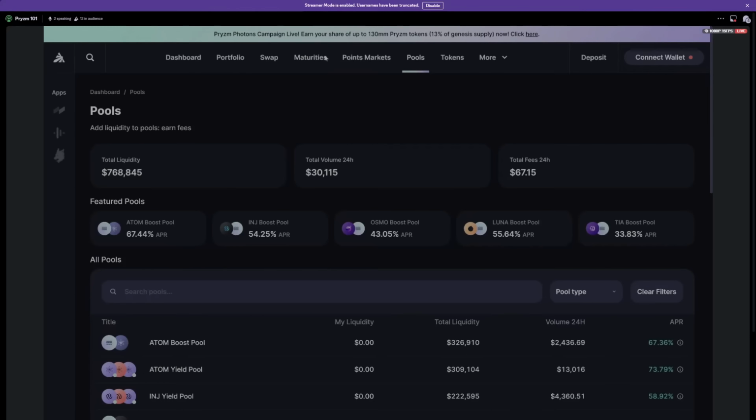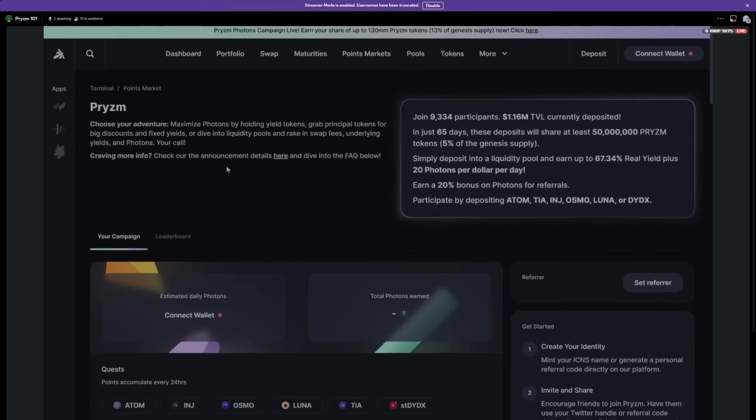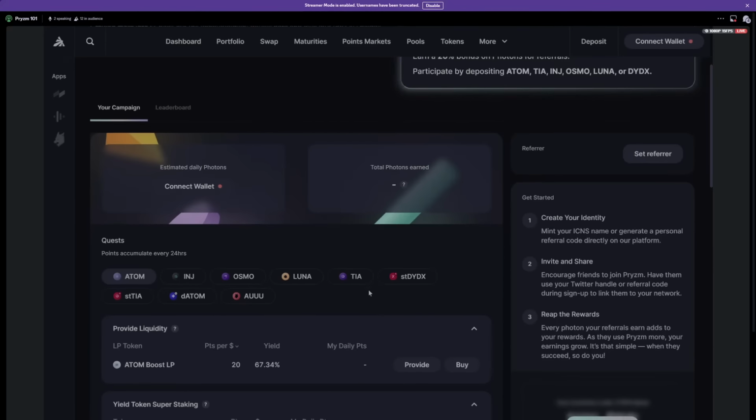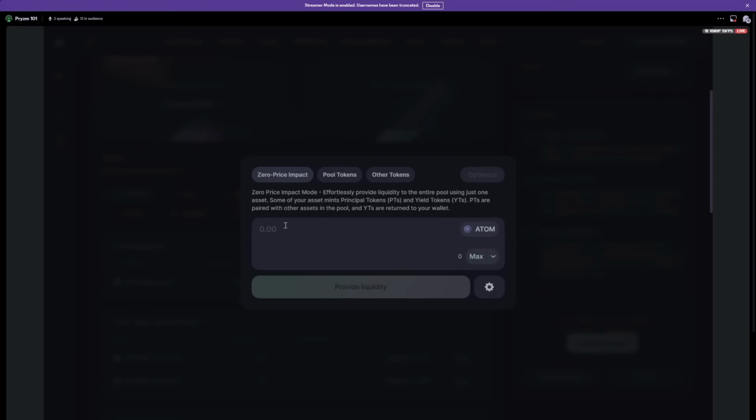Yeah, so what you can do is just provide liquidity if you want, if you think it's a good time. If you're happy with providing liquidity, I showed the charts there. It's always good to check the charts before, just to see if it looks like a good entry point for providing liquidity. But you can just provide liquidity here with some ATOM.